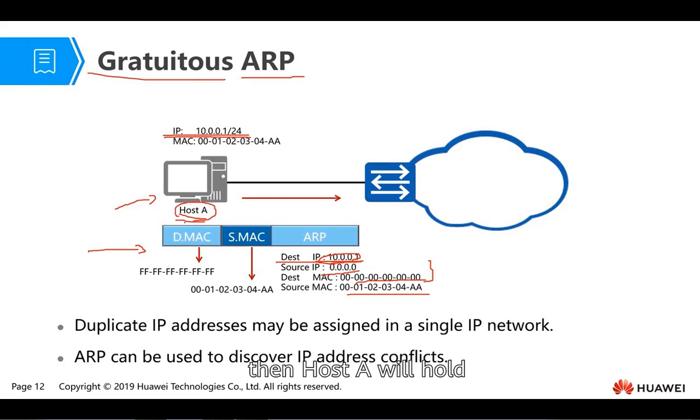So host A will hold the state of the NIC, the network interface card. Gratuitous ARP is useful when you assign a new IP address or get a new IP address on the NIC card. This is gratuitous ARP.